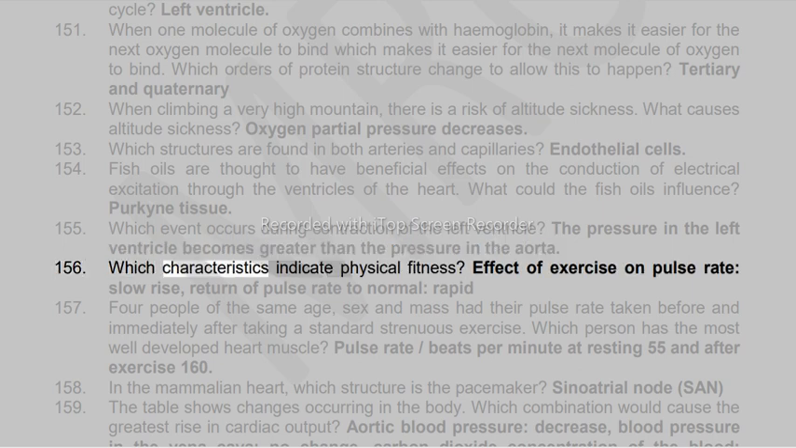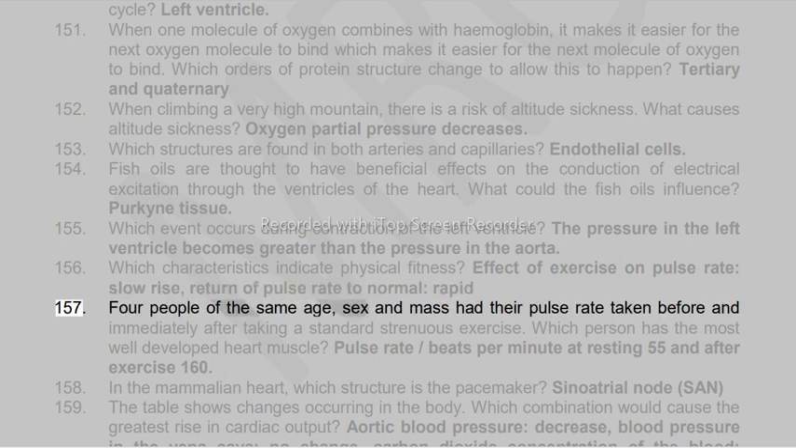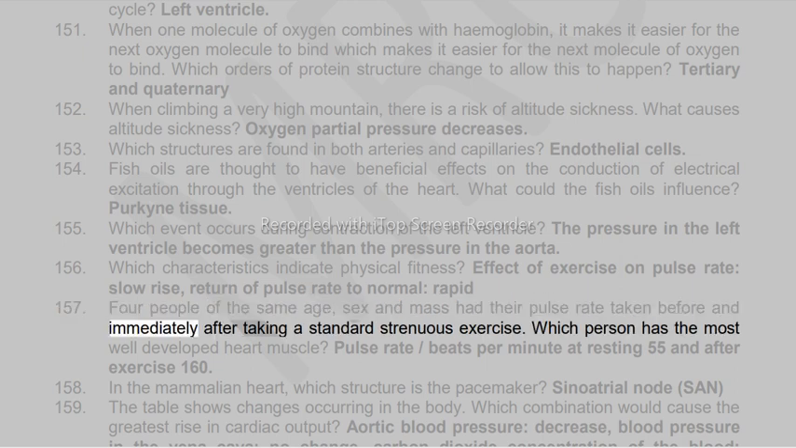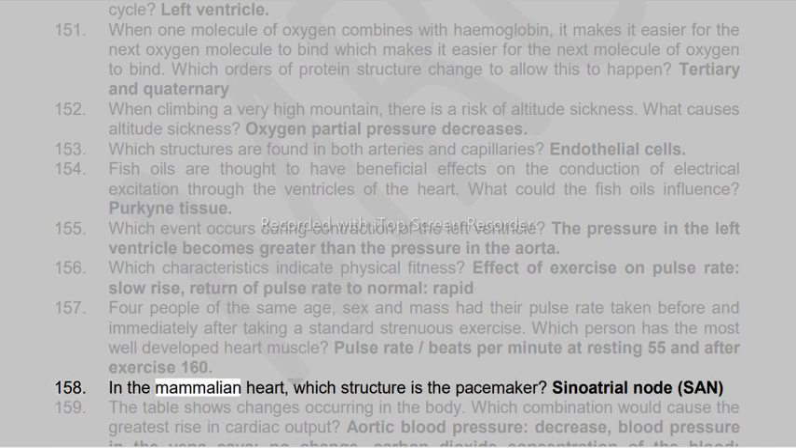156. Which characteristics indicate physical fitness? Effect of exercise on pulse rate: slow rise, return of pulse rate to normal rapid. 157. Four people of the same age, sex, and mass had their pulse rate taken before and immediately after taking a standard strenuous exercise. Which person has the most well-developed heart muscle? Pulse rate in beats per minute at resting 55 and after exercise 160. 158. In the mammalian heart, which structure is the pacemaker? Sinoatrial node, SAN.